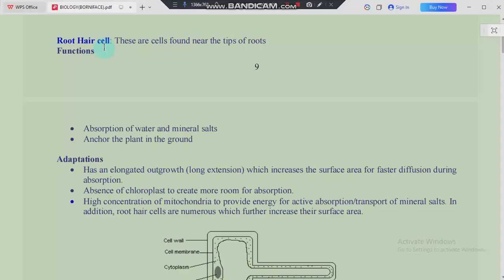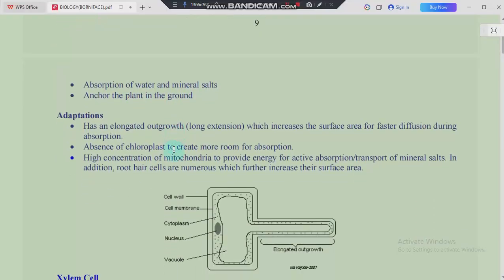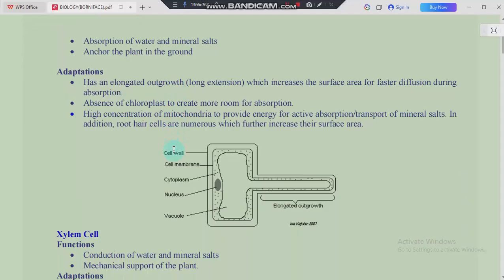So what's the function of this root hair cell? Number one, it helps in the absorption of water and mineral salts. Apart from the absorption of water and mineral salts, another function of the root hair cell is it helps to anchor the plant in the ground. That is the function. Now, for it to perform all these functions, what are the adaptations or what are the features that the cell has to perform this function? Number one, it has an elongated outgrowth, which is simply known as a long extension, and this long extension helps to increase the surface area for faster diffusion during absorption.